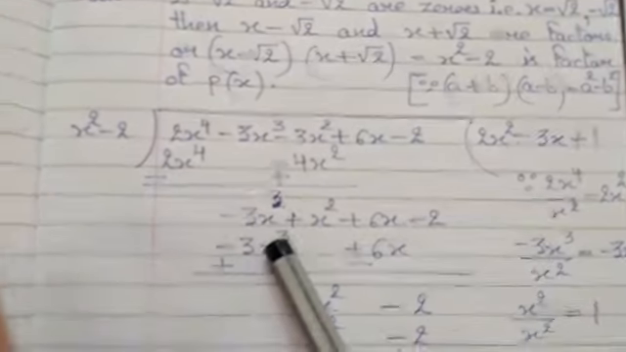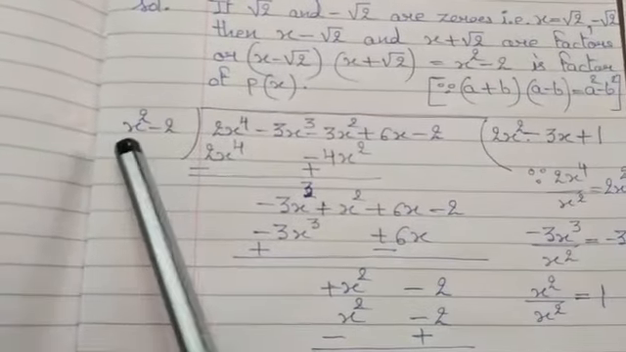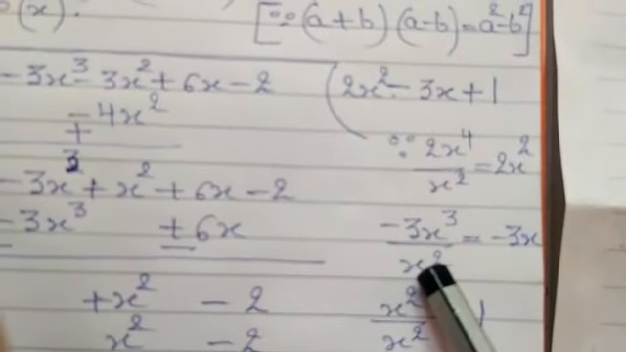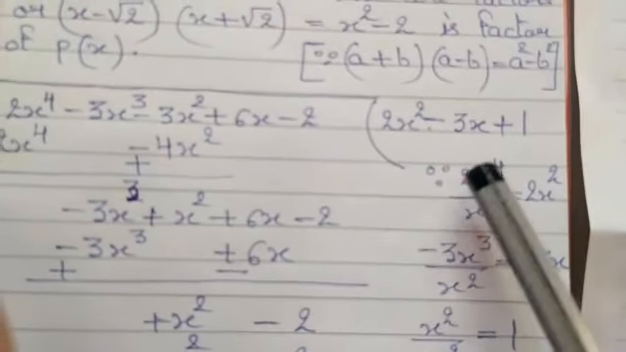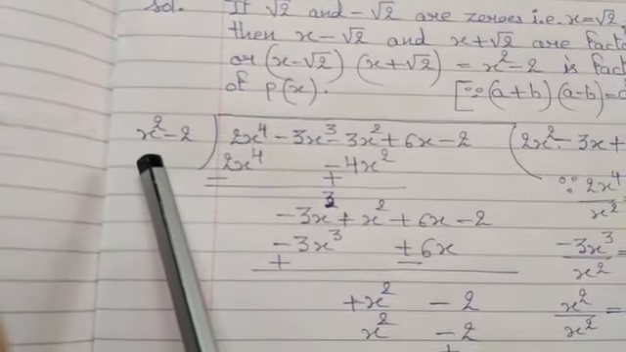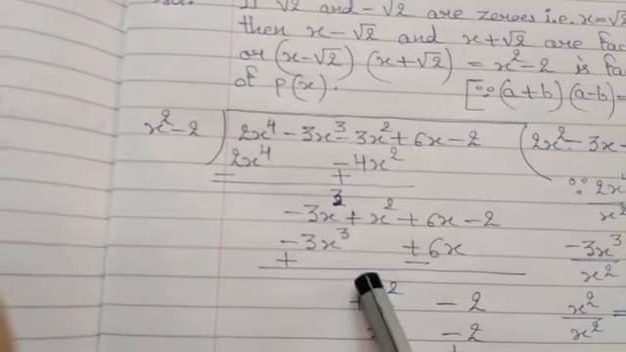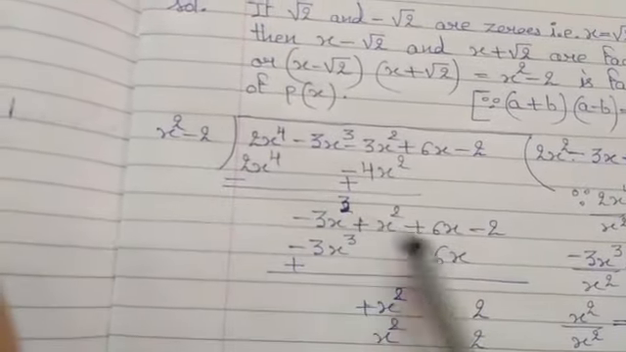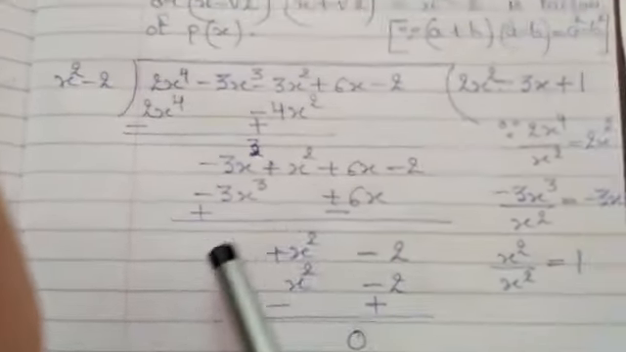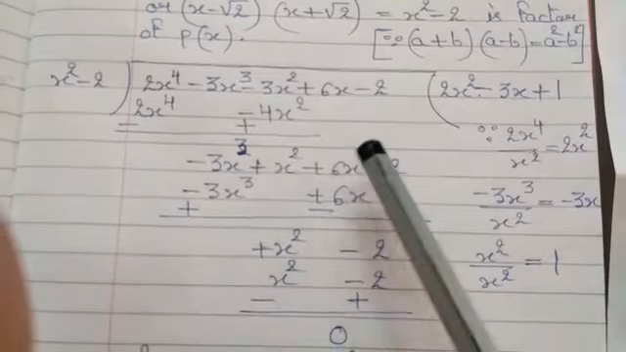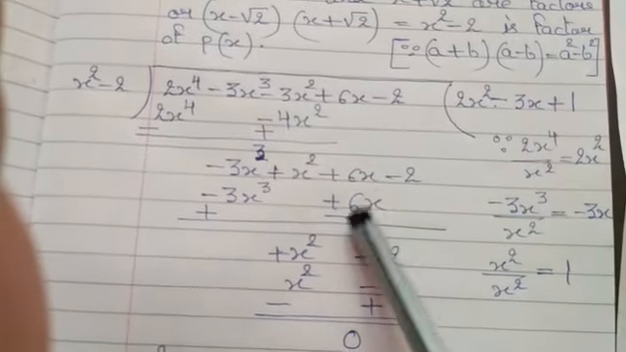Now our first term is minus 3x cube and our first term is x square. Divide them. We will get minus 3x. So the second term of the quotient is minus 3x. Multiply with minus 3x. So it is minus 3x into x square, minus 3x cube. Minus 3x into minus 2, plus 6x. Change the signs. Minus 3 plus 3, 0. Plus 6 minus 6, 0.